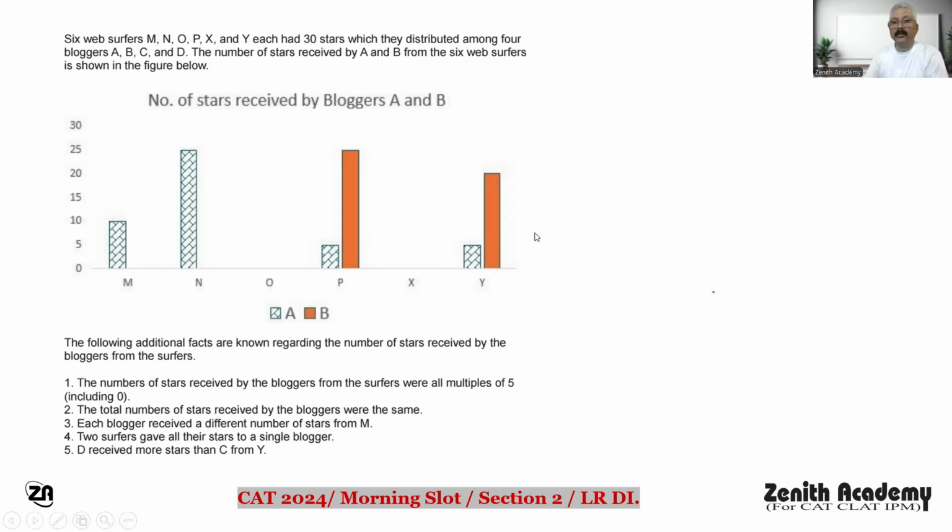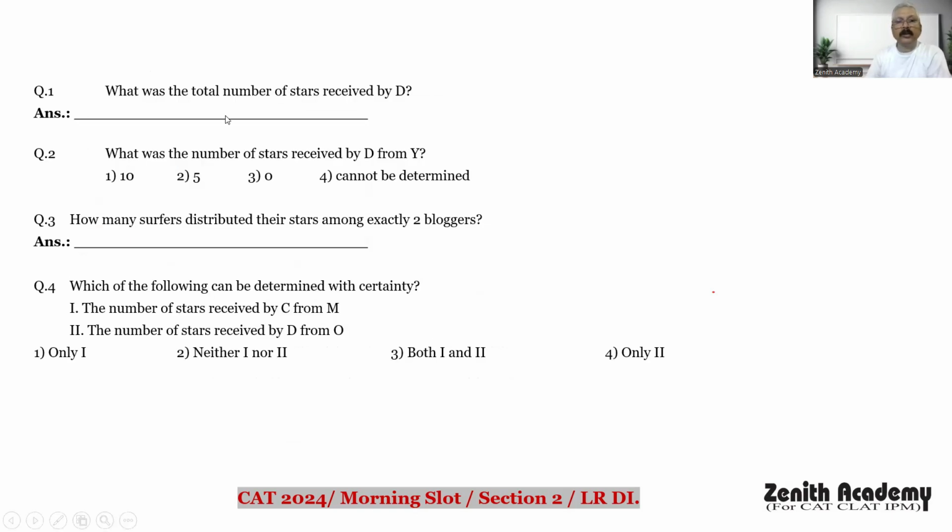Now the questions are: What was the total number of stars received by D? What was the number of stars received by D from Y? How many surfers distributed their stars among exactly 2 bloggers? And which of the following can be determined with certainty?